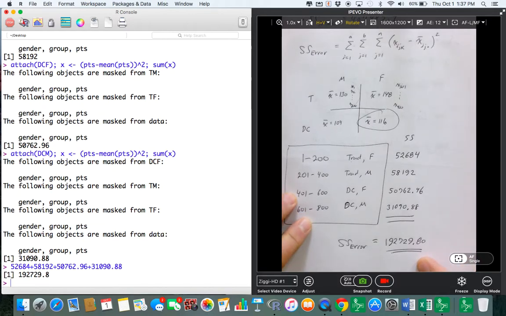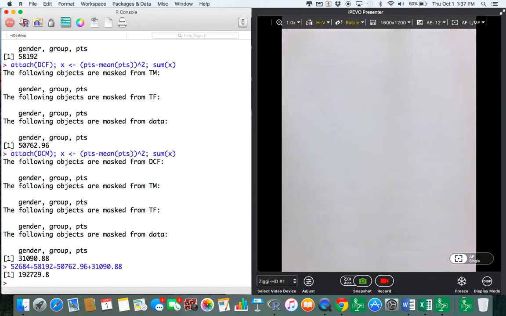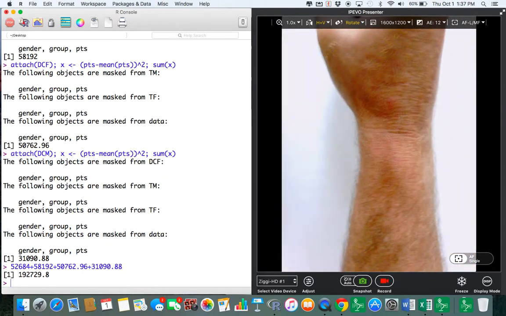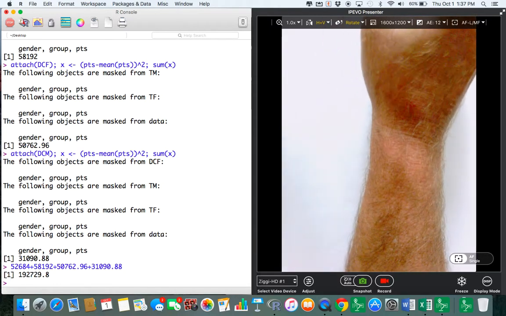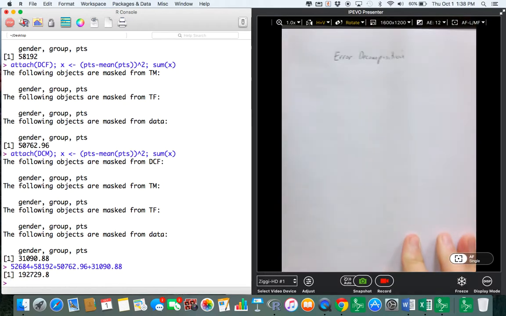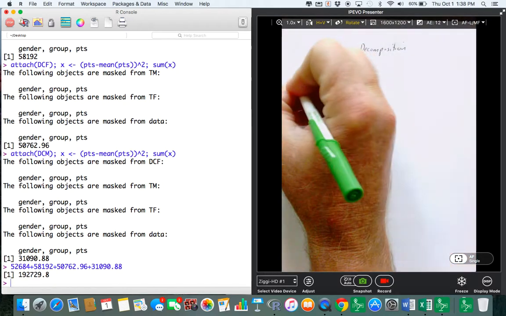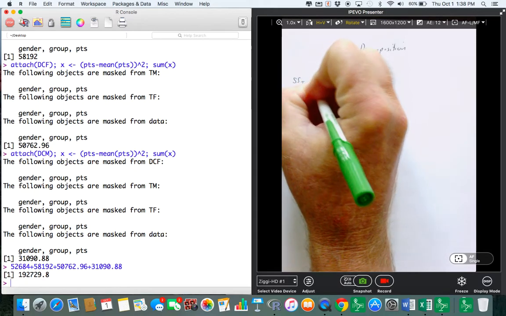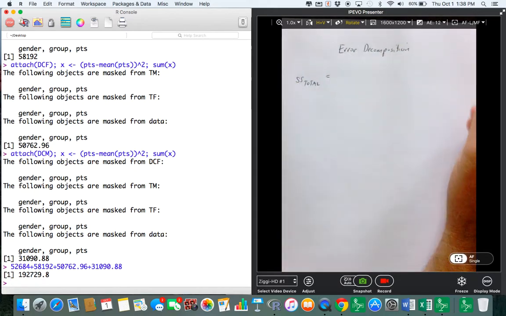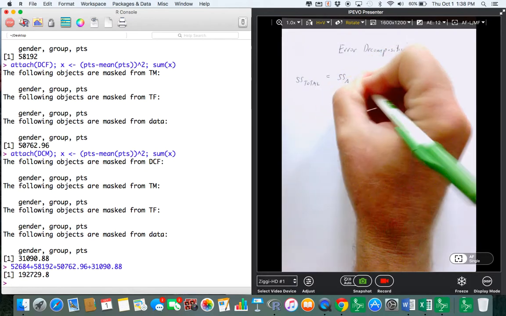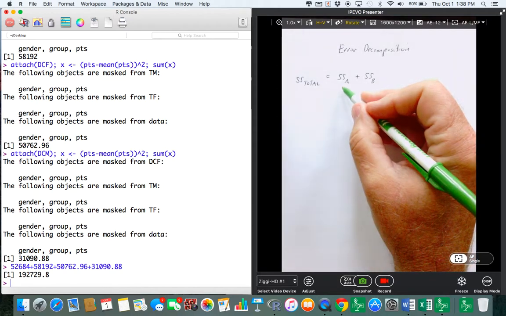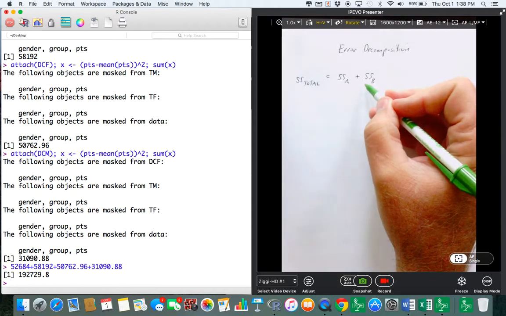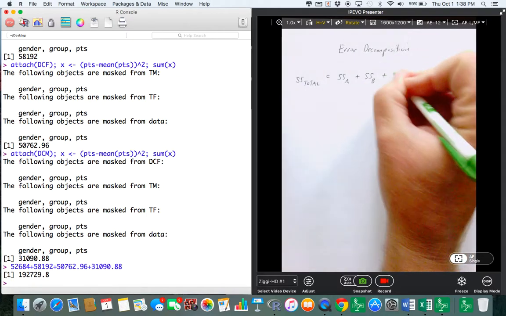Now, guys, we started this crazy mess by telling you that we're going to examine the error decomposition. And we're going to do that by taking a look at the sum of squares total, which is broken down into the sum of squares for factor A, sum of squares for factor B. In this problem, sum of squares factor A is for gender. This is for group, instructional technique.